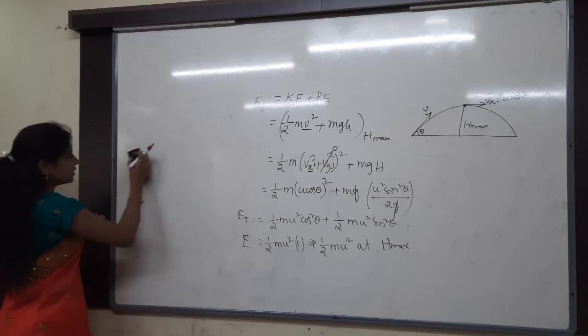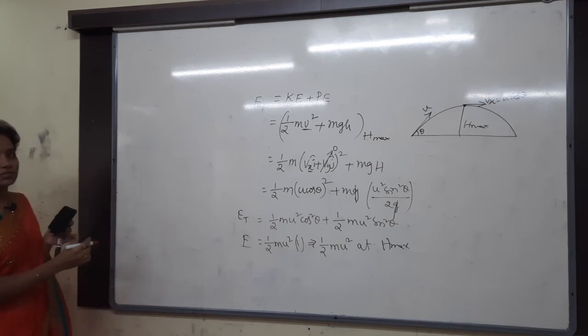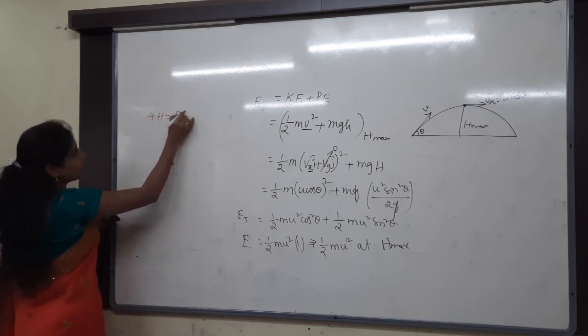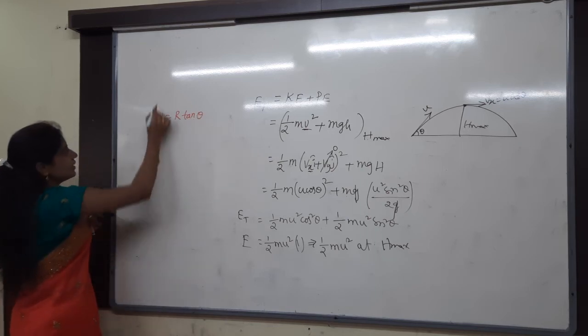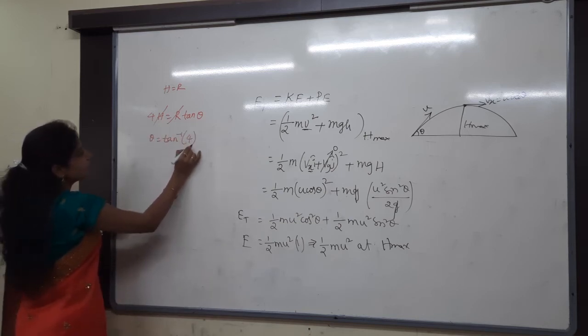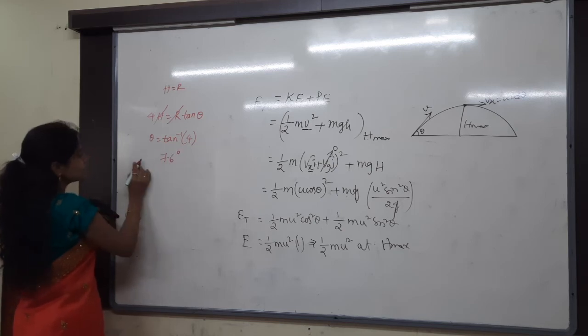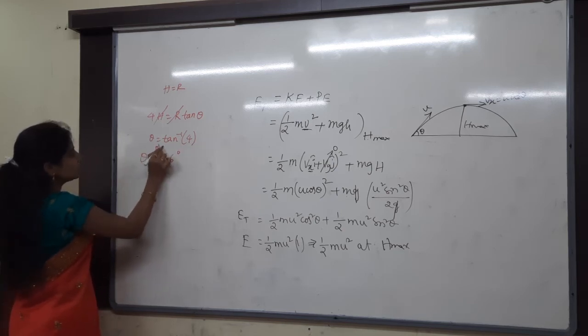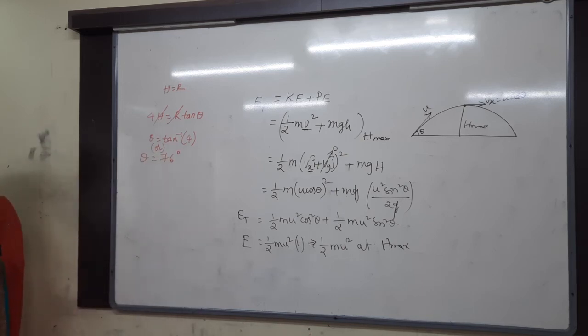We have a simple formula. What is the relation between h and r? 4h is equal to r tan theta. I said h is equal to r. Both are equal, so both will get cancelled. And theta is equal to how much? Tan inverse of 4. This is the value of 76 degrees. Remember that. Theta is equal to 76. In the options, if I give the angle directly, you will ask me how I can know tan inverse of 4 is 76. So I am saying that theta is 76 degrees. Okay. That's so simple. Right.